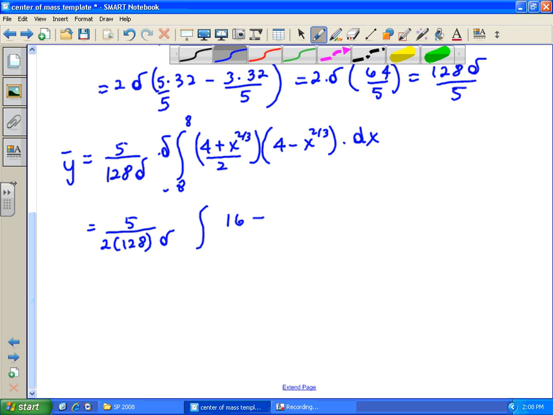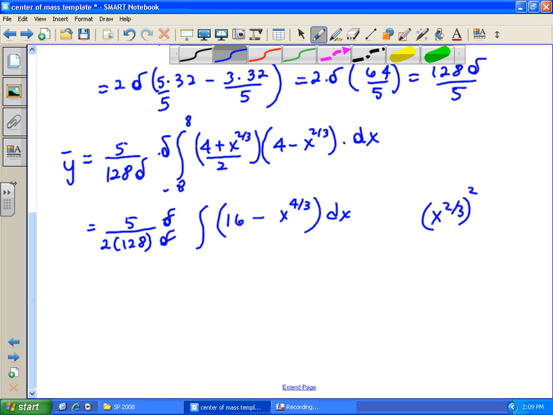Okay, when you're squaring it, you're going to multiply the powers, right? It will be x to the, what is x to the 2/3 squared? X to the 4/3. We multiply the powers. Okay. The densities really cancel. I don't have to carry them anymore.